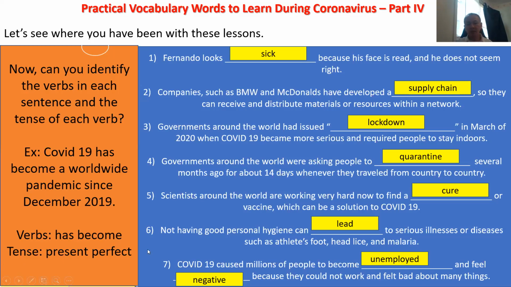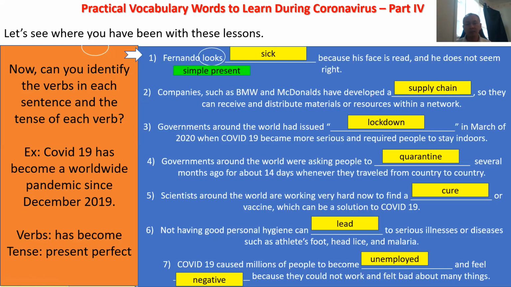This is called the present perfect. Something that has started, but we don't know a time when it will finish. So we will use present perfect. So find the tense for each of the sentences. Well, to find the tense, you have to find the verb. So for example, number 1, the verb is looks. And looks is the simple present because you're talking about a habit, a routine, or something that can happen to people every day.